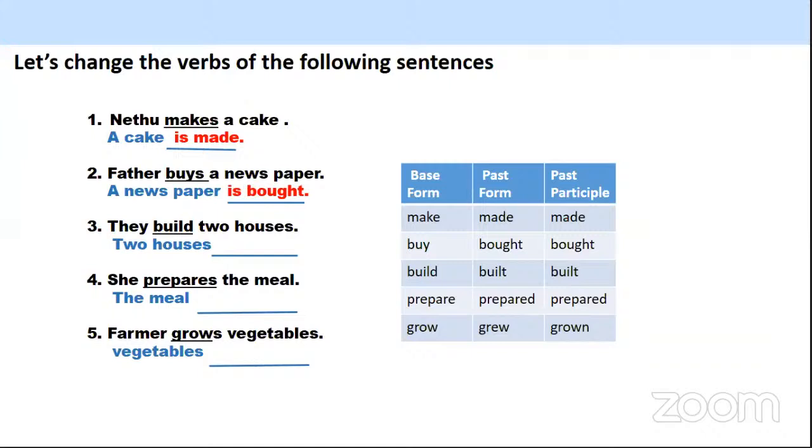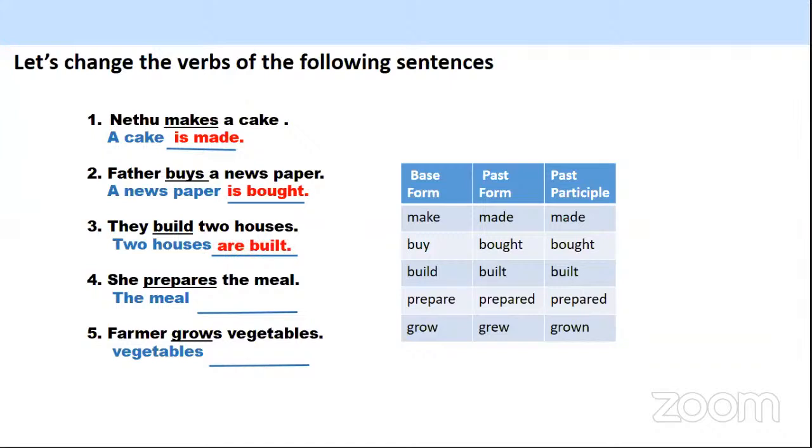Then move to the third one. They built two houses. Then what is the verb, build? It is also in simple present tense. Then look at the new subject, two houses. So it is plural. There you have to use are plus past participle of build. It is built. So your answer should be are built.